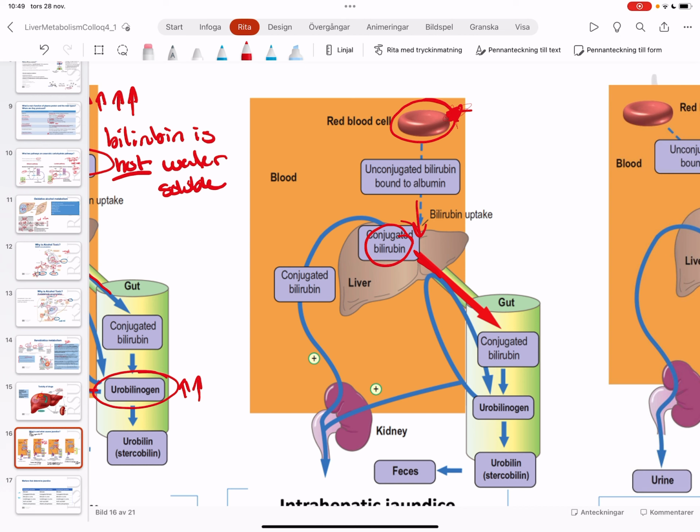Therefore, there will be a lot of conjugated bilirubin in the liver, and because conjugated bilirubin is water soluble, it will be able to go out of the liver and then through the blood, and then it will be excreted through the kidneys. But also some conjugated bilirubin will be able to reach the gallbladder, and then from the gallbladder it will go through the bile duct to the intestines, and in that case we will get urobilinogen that will also be able to be excreted through the kidneys.